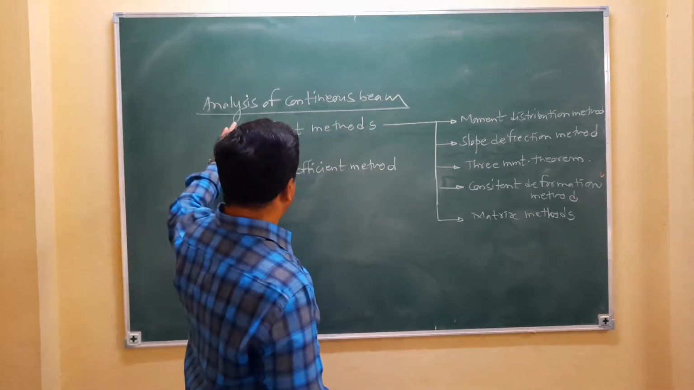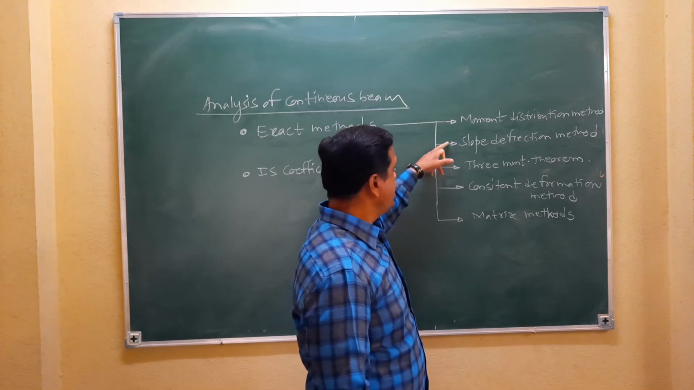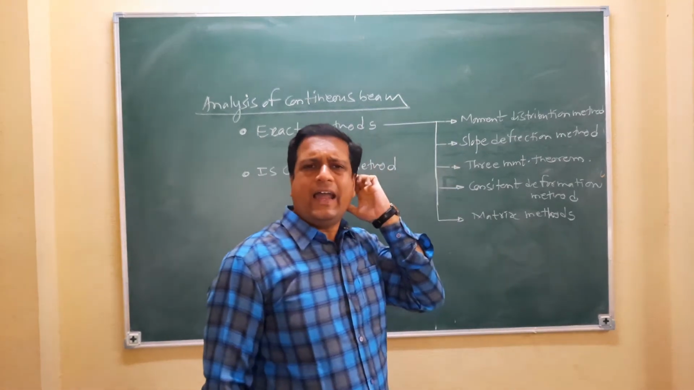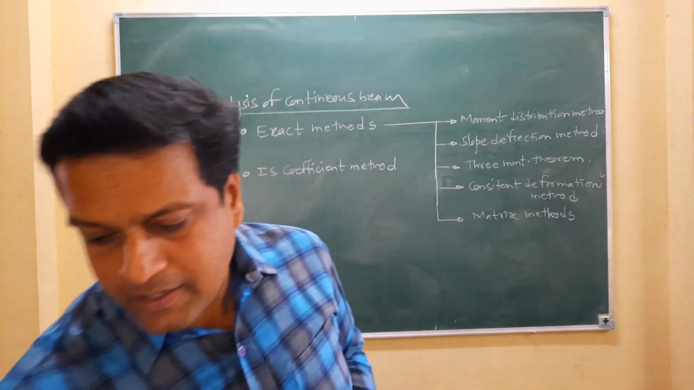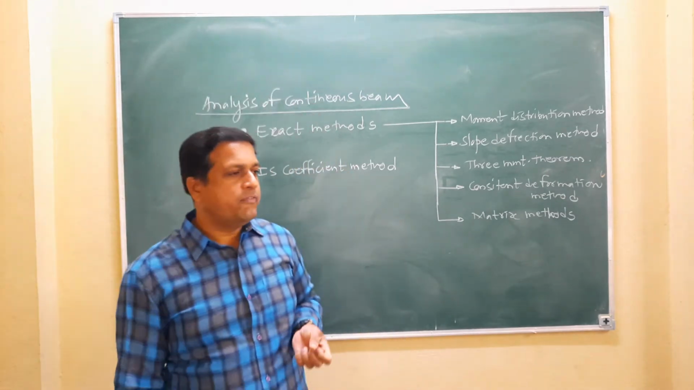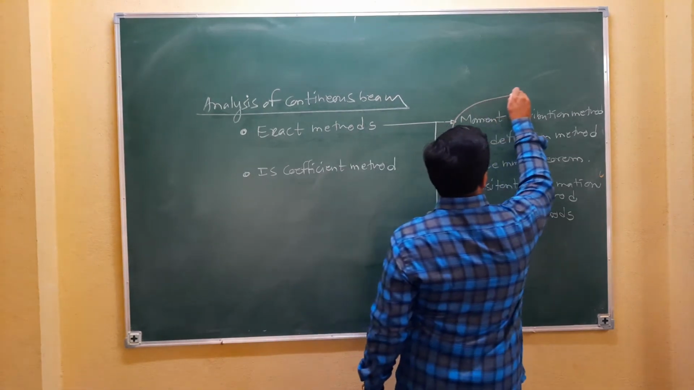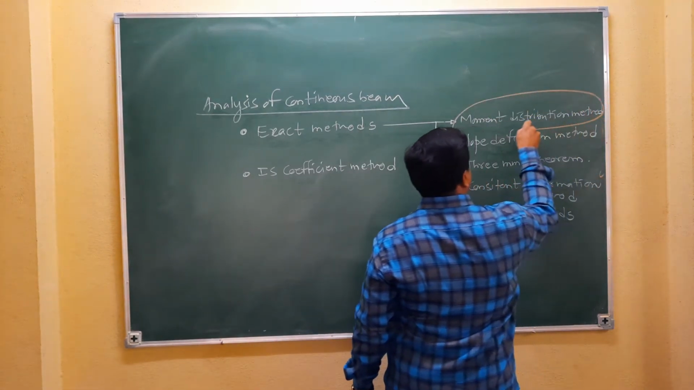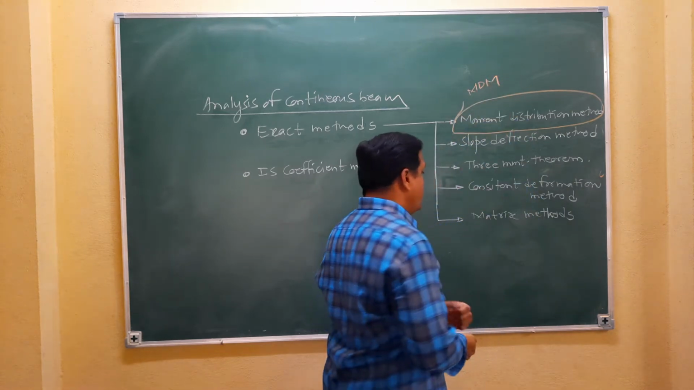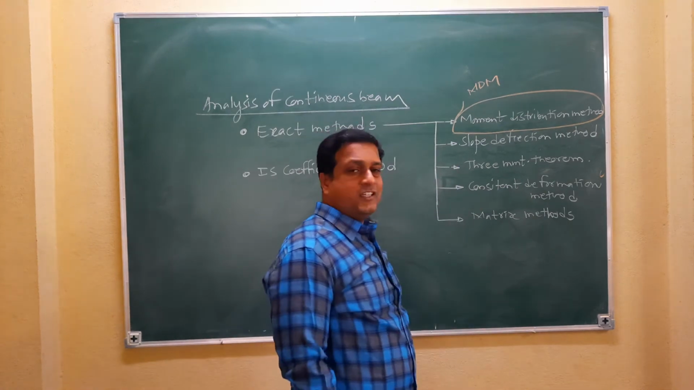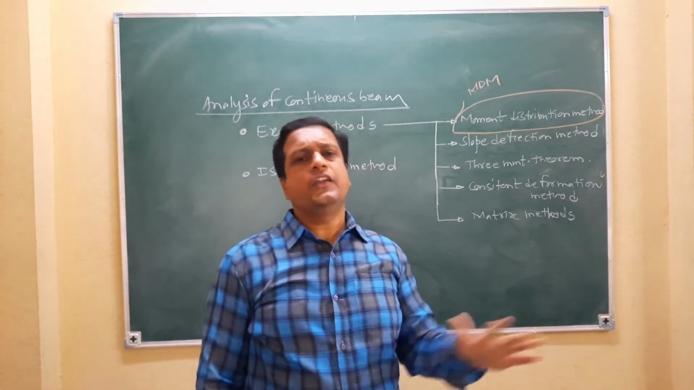If you want to use the exact method, you have to adopt these five methods, and analyze the continuous beam as per your requirement. But the simplest method frequently adopted by practitioners is the moment distribution method. It is called shortly MDM. Don't go for the other methods for analysis purposes. Use this moment distribution method and analyze the continuous beam.